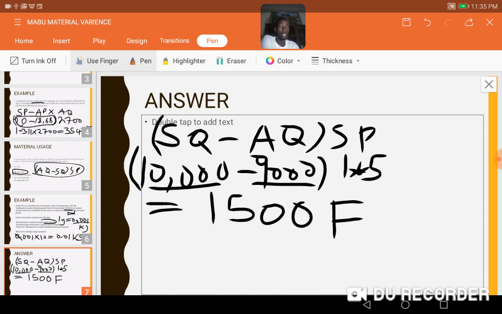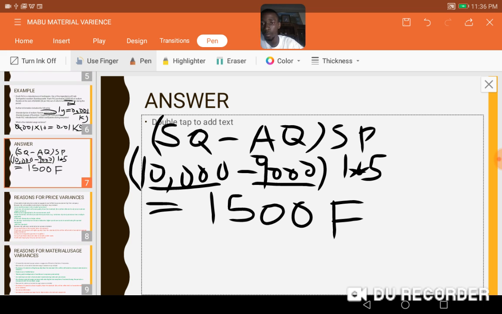And we also have the total material variance. With total material variance, you just add the price variance to the usage variance, then you're going to have the total material variance.